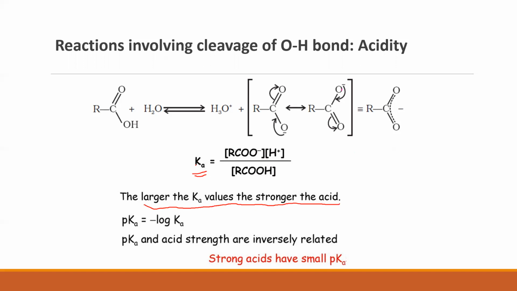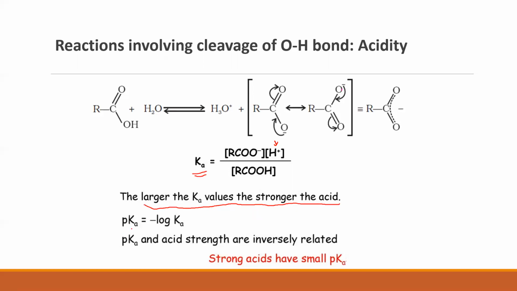So Ka value is entirely dependent upon the concentration of H plus. Clear? It is directly proportional to the concentration of H plus. If the concentration of H plus is more, Ka will be more because these two are directly related. If the concentration of H plus is more, it means the acid is a strong acid. Hence, we look at this relationship: larger the Ka value, stronger is the carboxylic acid.